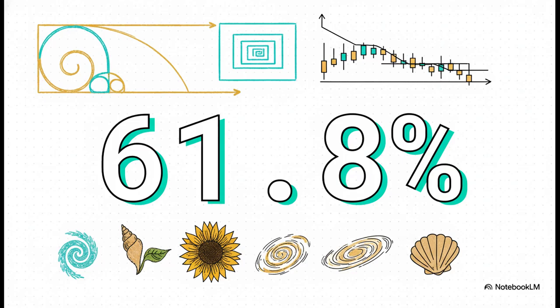And speaking of that 61.8% level, let's give it the spotlight it deserves. This is known as the golden ratio. It's a number that shows up all over nature, art, and architecture. So in trading, it carries a special weight. When a price pulls back to this exact level and bounces, traders see it as a very, very powerful signal that the trend is about to get back on track.